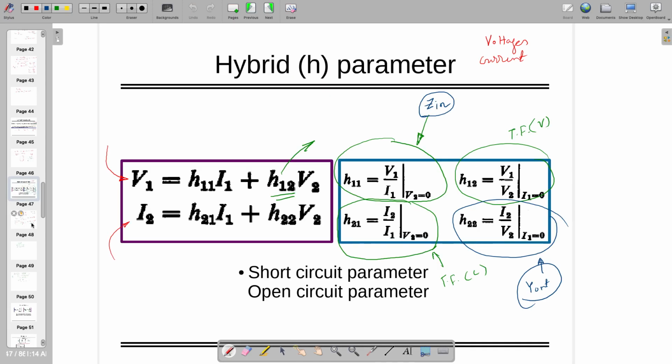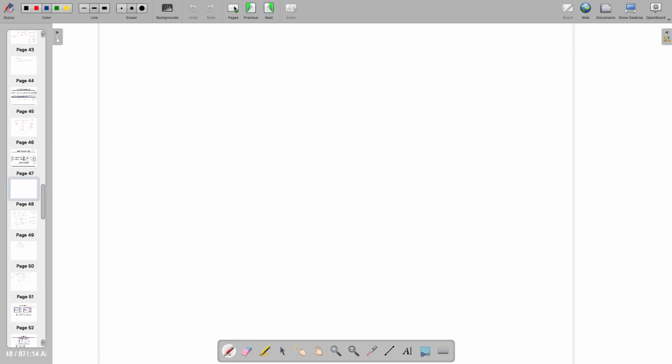So generally what we are doing, if it is short circuit, we are short circuiting a particular voltage, and then we are checking what is V1 by I1 or V1 by V2, right? I can give you one example. This was the previous example we solved. So if this is V2 and if this is V1 and there is current I1.